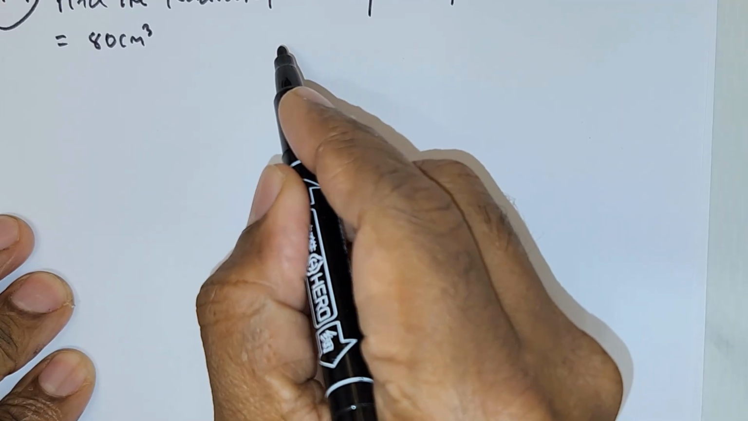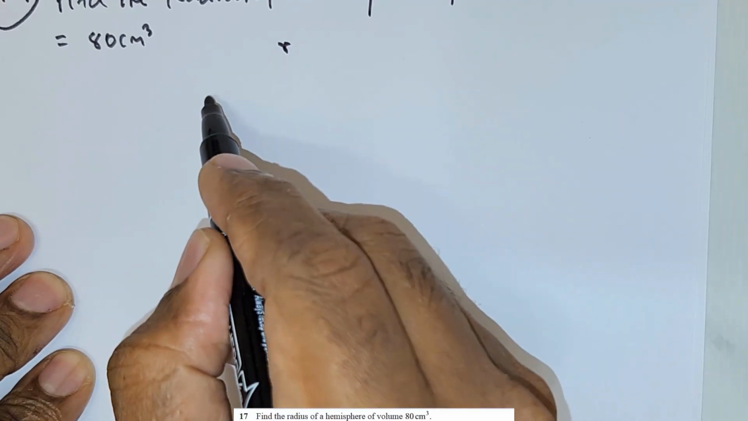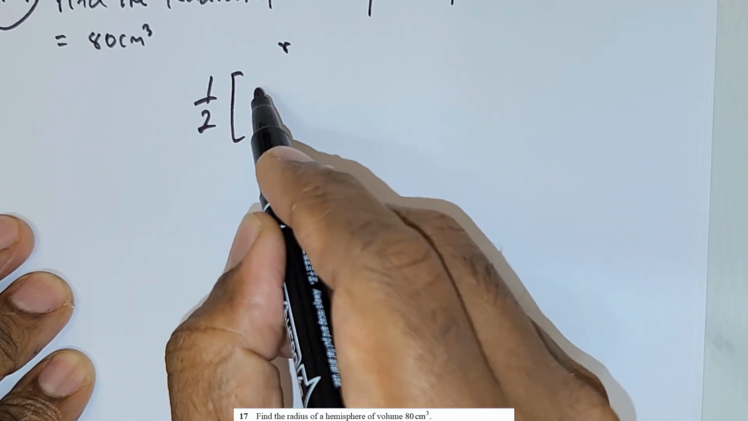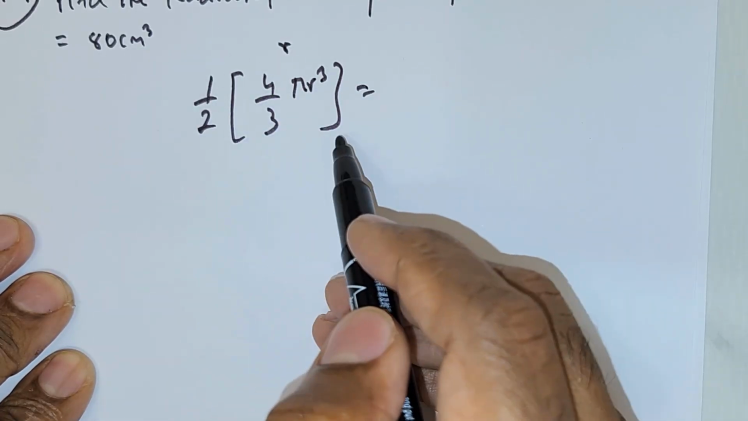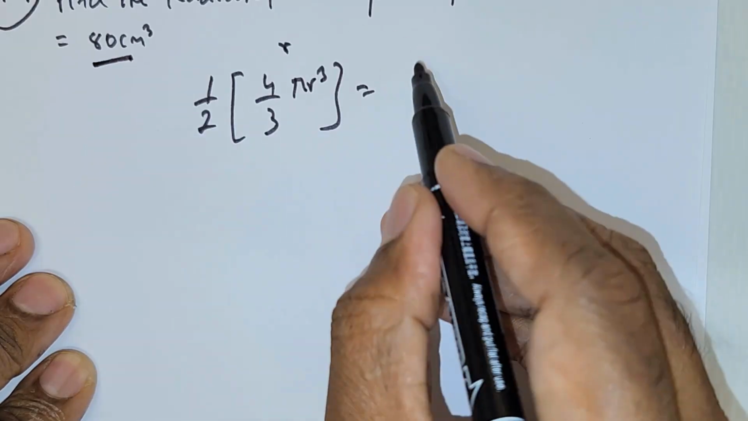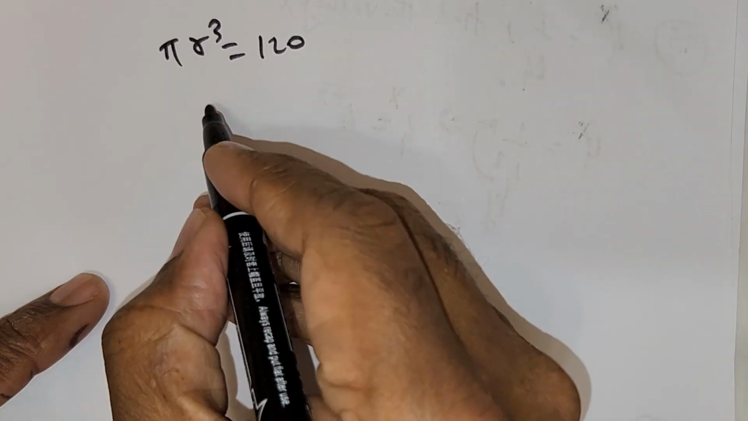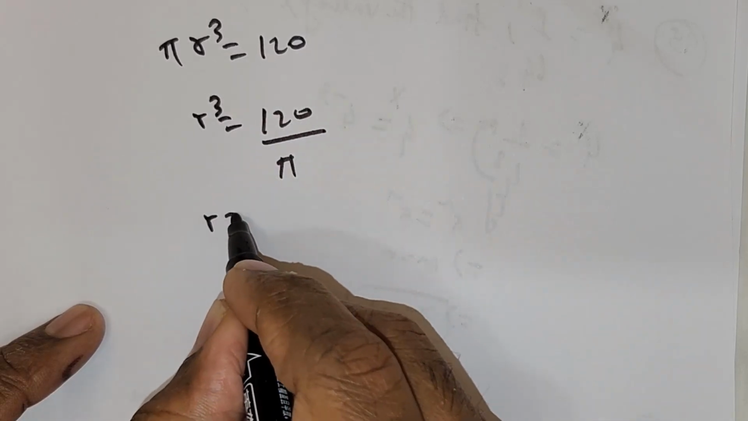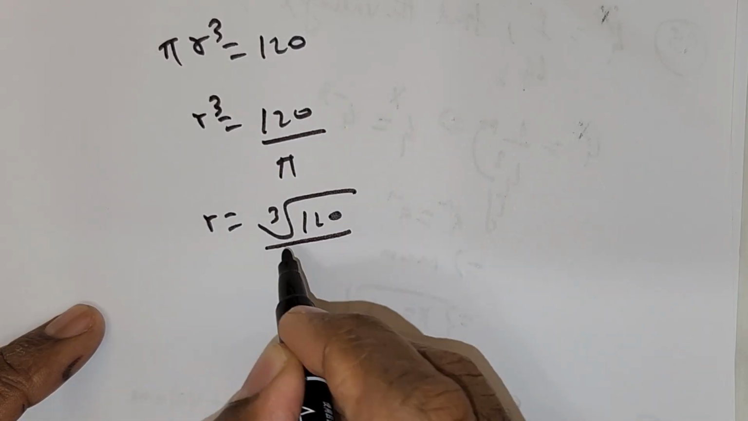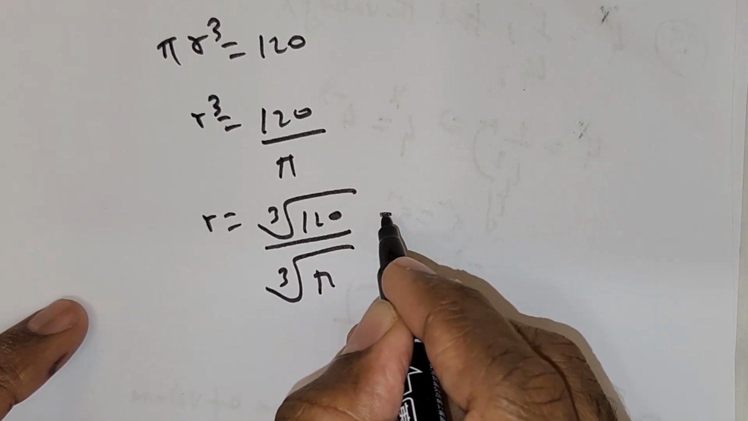Now we are expected to find the radius of the hemisphere. The formula is half times 4 over 3 pi r cubed. This is the volume for the hemisphere. This is equal to 80. So from here r cubed is equal to 120 divided by pi, and r is equal to third root of 120 divided by third root of pi.